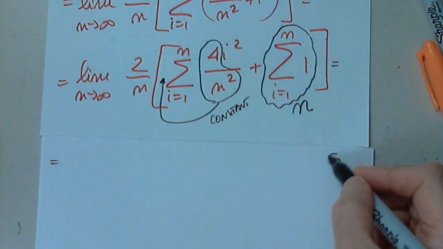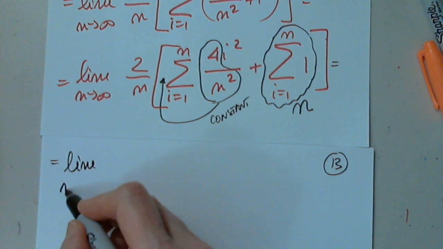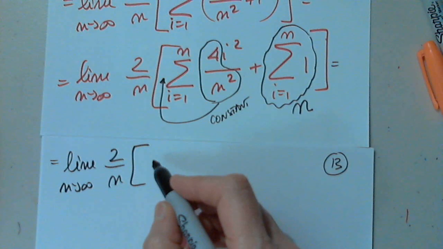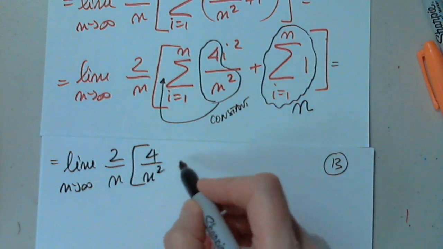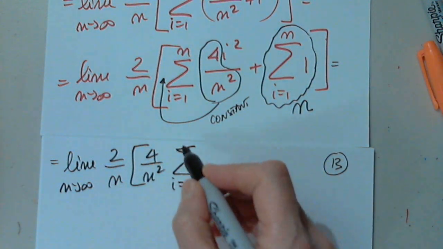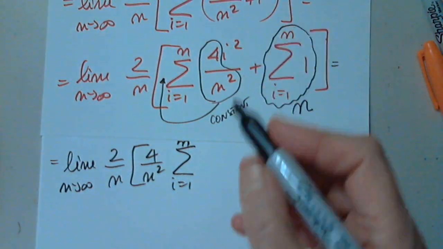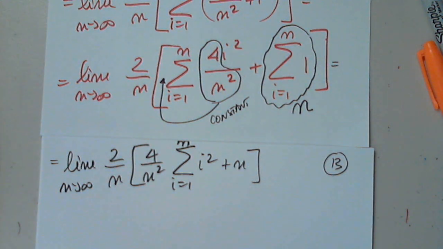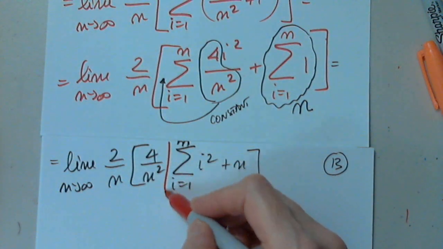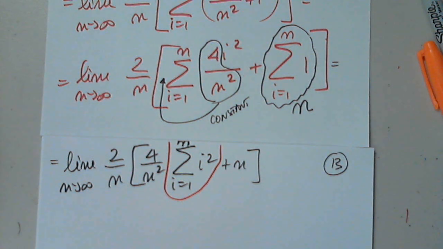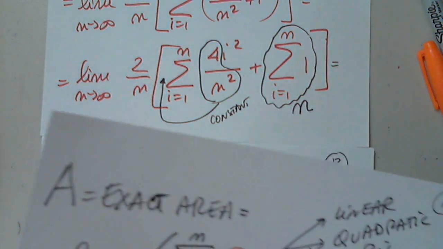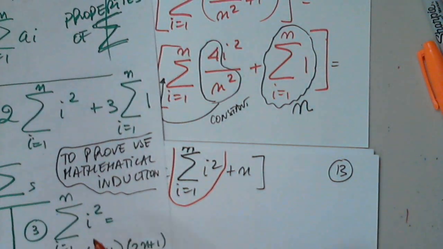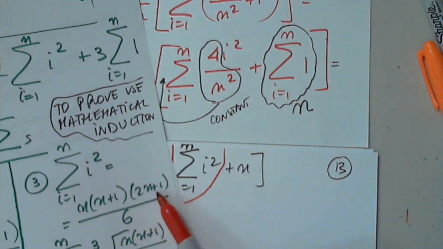Which page am I on? Okay. So now the limit as n approaches infinity of 2 over n, with 4 over n squared outside, times the sum from i equals 1 through n of i squared. This already is replaced by n. But now I know this. How do I know? It's right here, if I can get back to it: n plus 1, 2n plus 1 over 6.